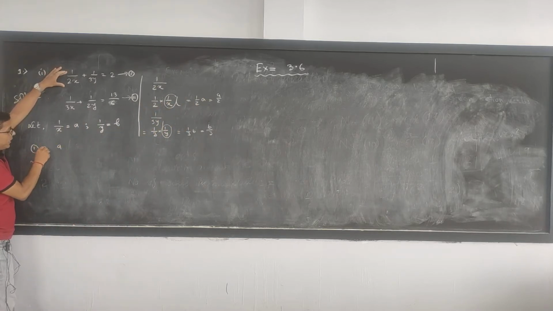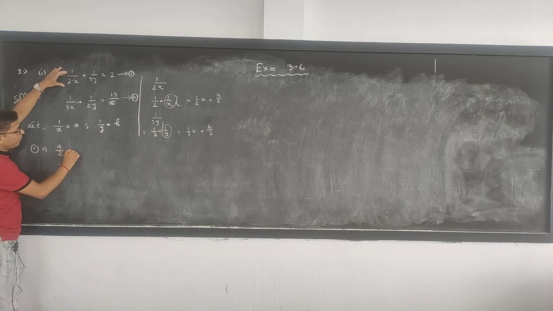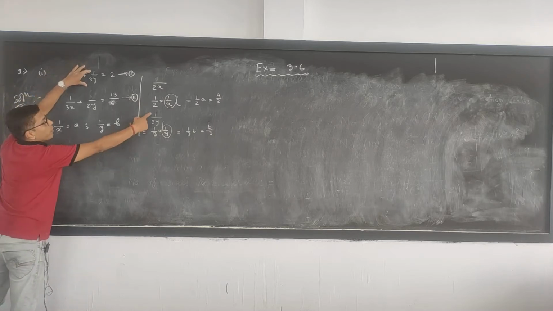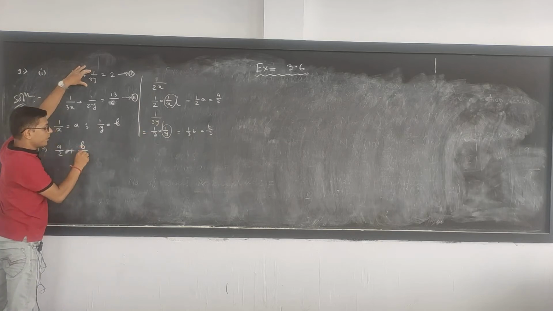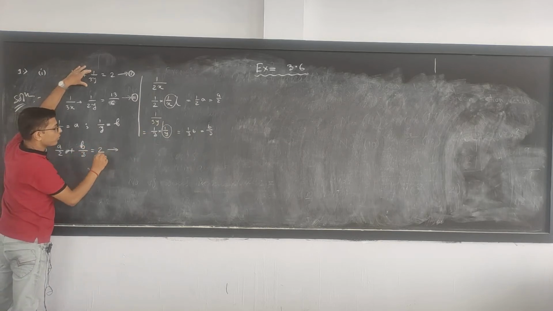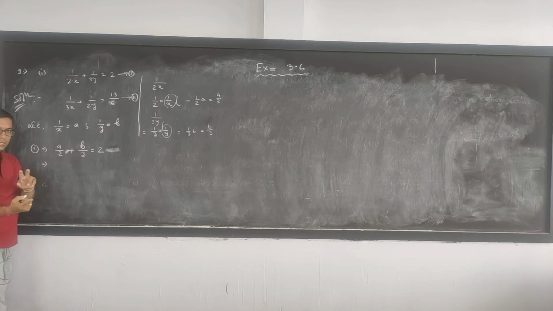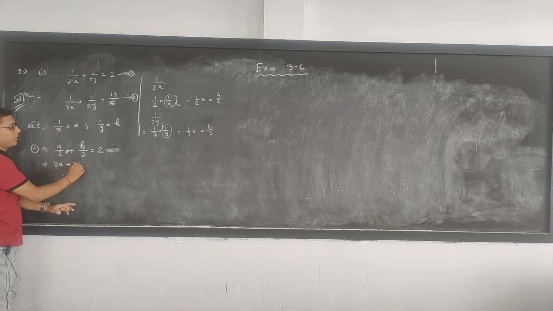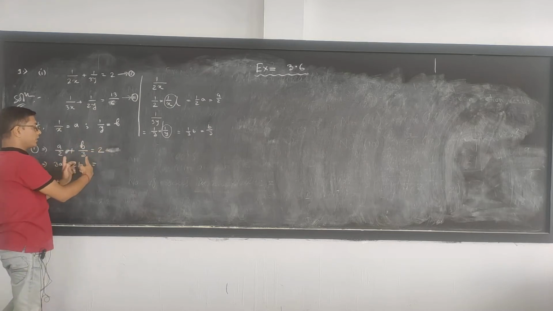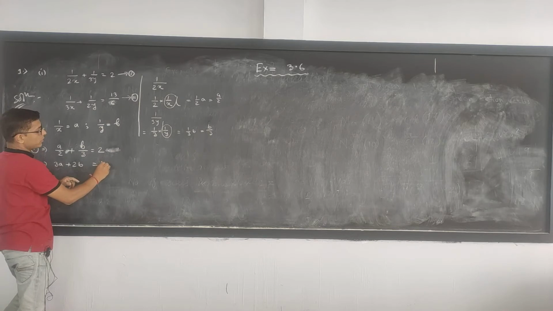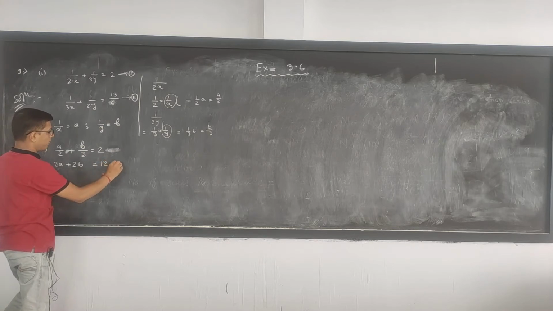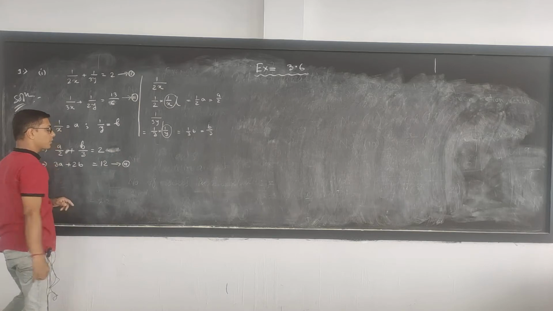Equation 1 implies a by 2 plus 1 by 3y, which can be written as b by 3, is equal to 2. So we have our new equation. Now let us cross multiply this. What is the LCM of 2 and 3? That is 6, all of you know, right? Now 3 into a, 3a, plus 2 into b, 2b, and 6 will be multiplied with this 2. 6 times 2 is 12. So make it new equation number 3.